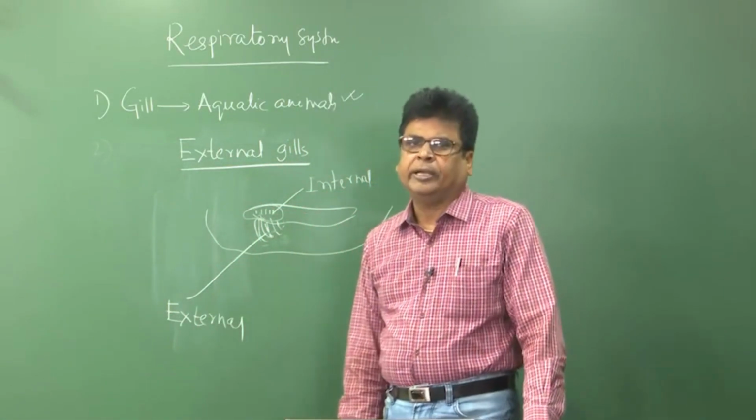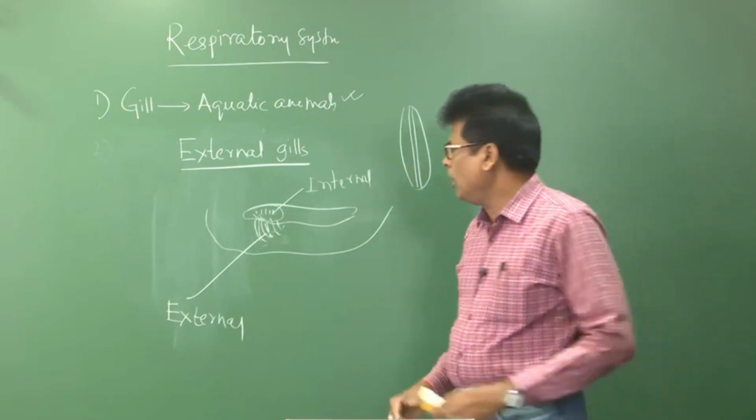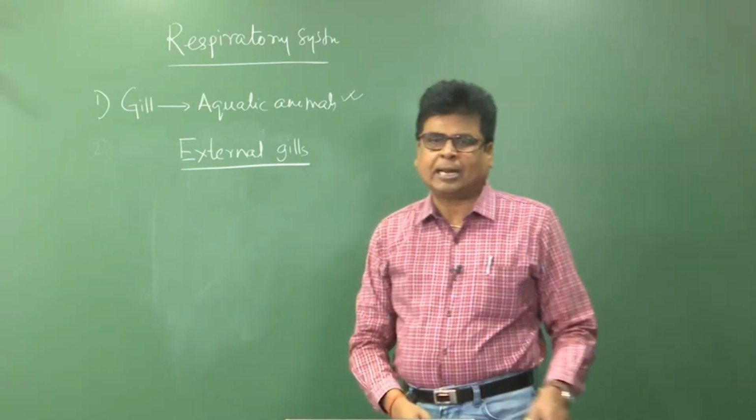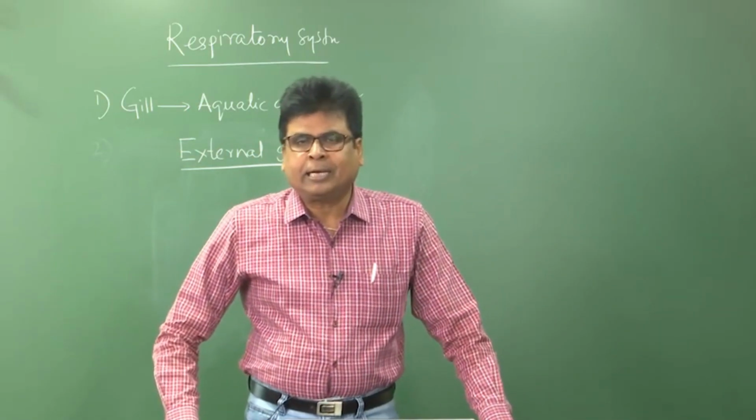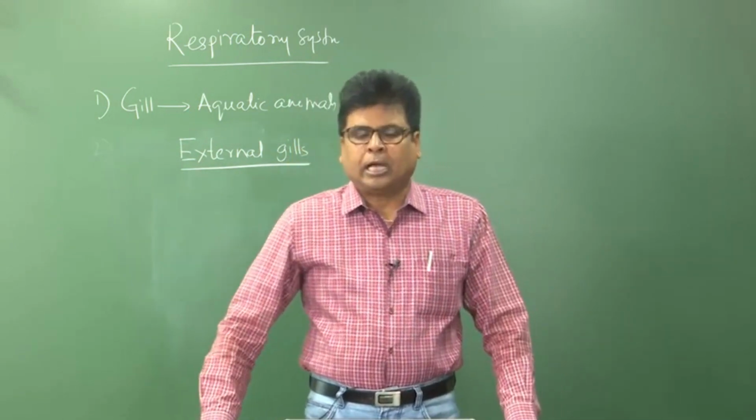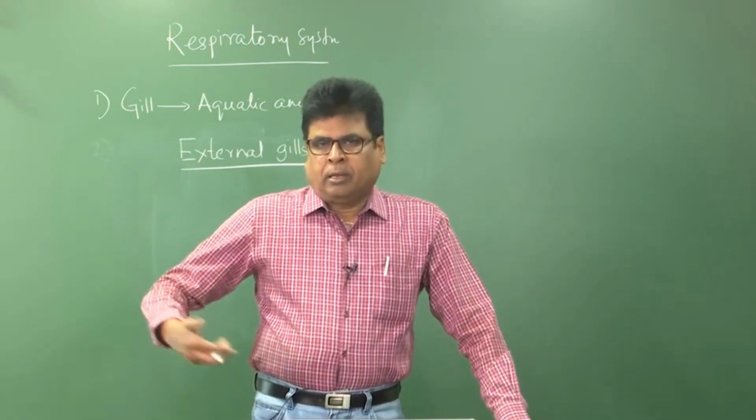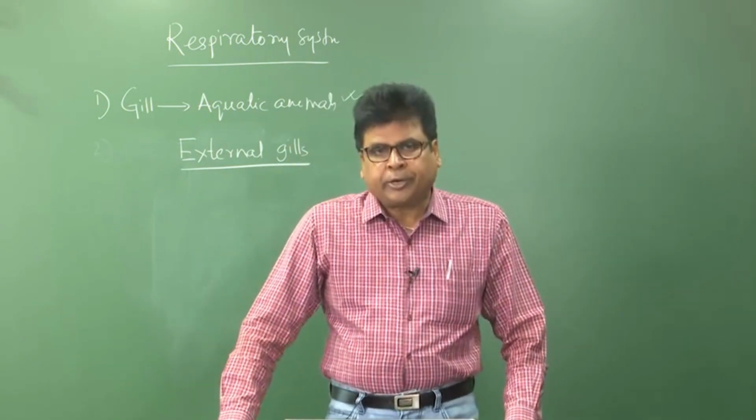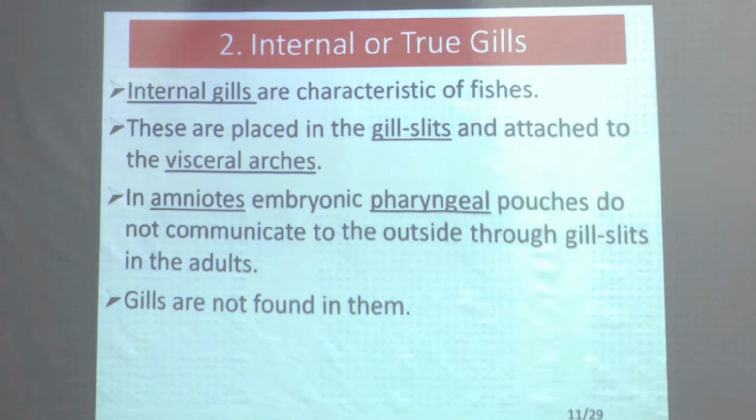So this is all about the external gill. Now come to the internal gill. Till now I have covered the external gill in detail. You can remember in one line that these are the gills derived at the visceral arch region, and they are derivations of the integument. They come directly in contact with the aquatic medium and perform the exchange of gases. Now come to the internal gill, also known as the true gill.